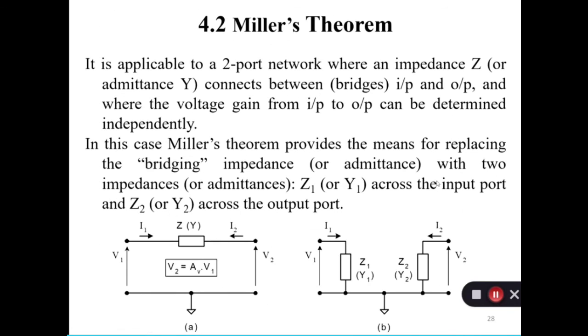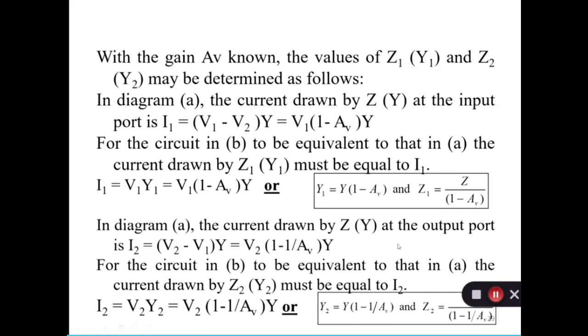Be careful, Z1 is on the left hand side. Same process you have to follow for Z2, which is on the right hand side. So for that Z2, the formula is this one. Be careful, on the left hand side it is AV. On the right hand side, when you do the calculation, all those things, you will get 1 upon AV.